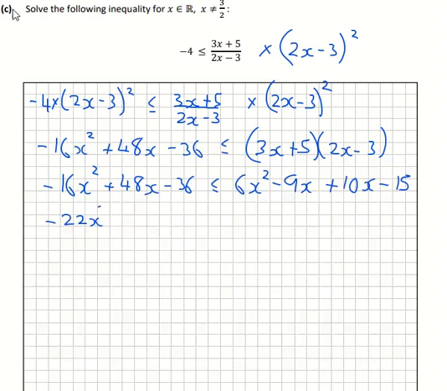so I'm skipping a few steps in case I run out of room. Minus 9x plus 10x is 1x, bring it across, it becomes minus 1x, so that gives me plus 48x, take away 1x, so that's 47x, and minus 36 plus 15 gives me minus 21, and that's less than or equal to 0.